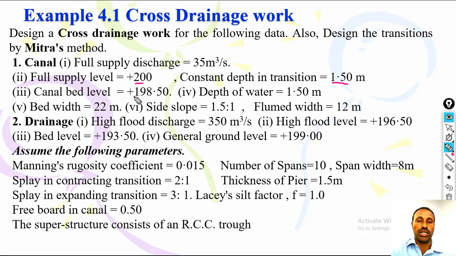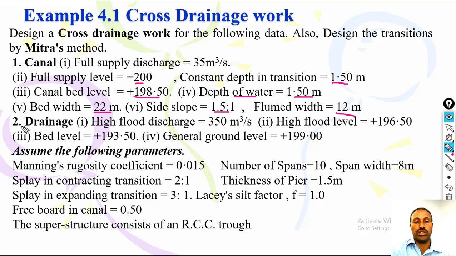Canal bed level is 198.5 and depth of water is 1.5 again. Then the bed width is 22 meters. This is the bed width of the canal. The side slope is 1.5 to 1, and the flumed width, this is the flumed cross section, is 12 meters.